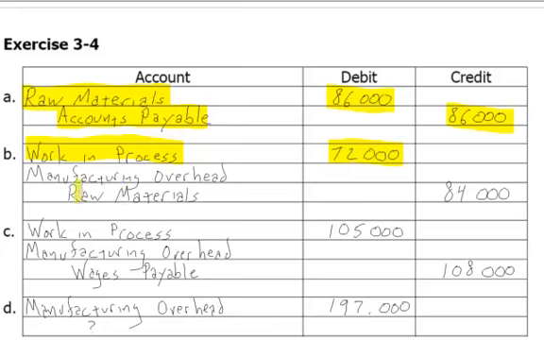We know that the raw materials came out of the storeroom, so we're going to credit raw materials for $84,000. The difference must be those materials that are going to be used as indirect materials, which will be part of manufacturing overhead, and that difference is $12,000.